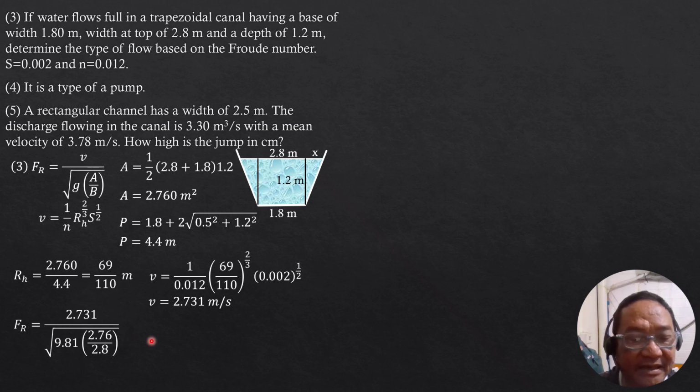If it is greater than 1, then the flow is supercritical. It occurs in the lower stage. Supercritical or rapid shooting flow, the velocity is fast for that case. But if the Froude number is less than 1, the type of flow expected is subcritical, and that depth is greater than the critical depth. So Froude number is equal to 0.8782, which is less than 1. Therefore, the type of flow is subcritical.